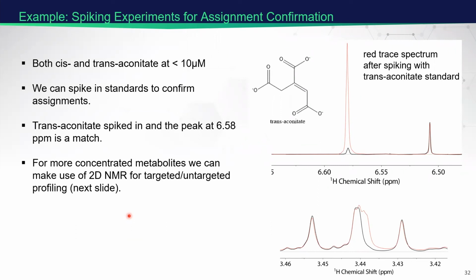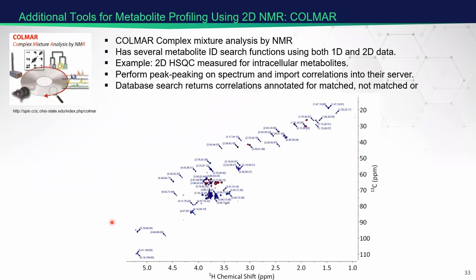And if we have more concentrated metabolites, we can make use of 2D NMR. I show an example of this on this slide. So I took that same sample and measured a 2D HSQC spectrum, so I'm getting proton and carbon chemical shift correlations.